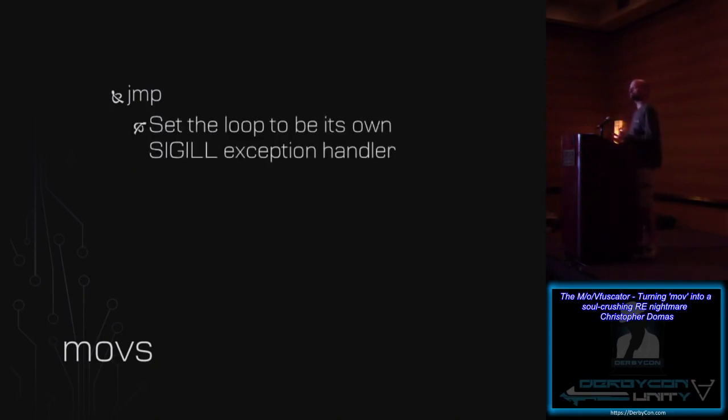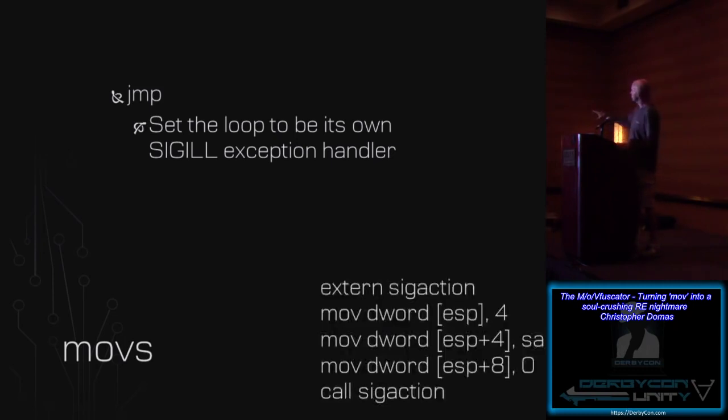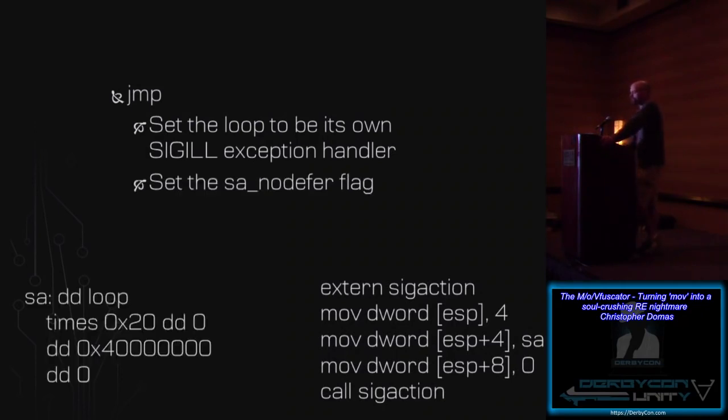So there's a lot of ideas I had for getting rid of that final jump. The easiest way I found in the end was to set up our program to be its own illegal signal exception handler. So what that'll let us do is tell Linux we want our program to handle its own exceptions. We'll set the SA_NO_DEFER flag. That'll let us trigger this exception multiple times.